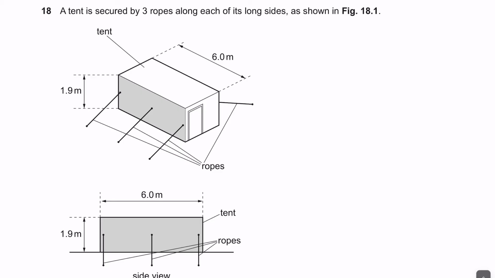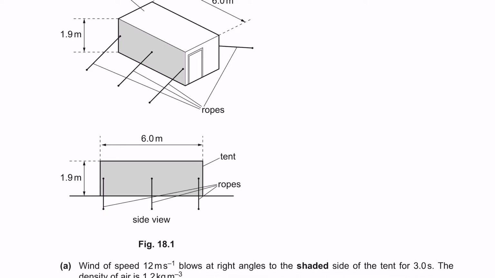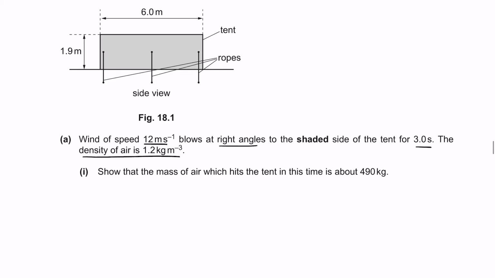Okay, so we have a tent which is secured by 3 ropes along each of its long sides, and we've been given some dimensions. We'll keep that in mind. It says for part A that wind of speed 12 meters per second blows at right angles to the shaded side of the tent for 3 seconds, and the density of air is 1.2 kilograms per meter cubed, and we need to show that the mass of the air which hits the tent in this time is about 490 kilograms. Well, that's fairly simple.